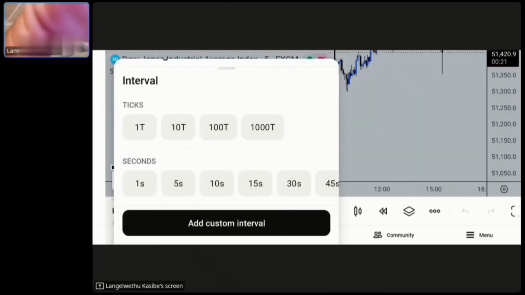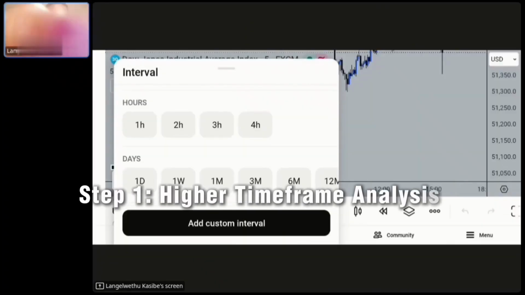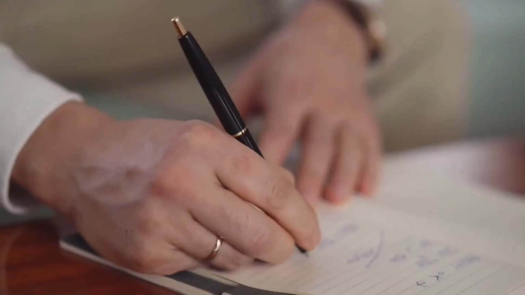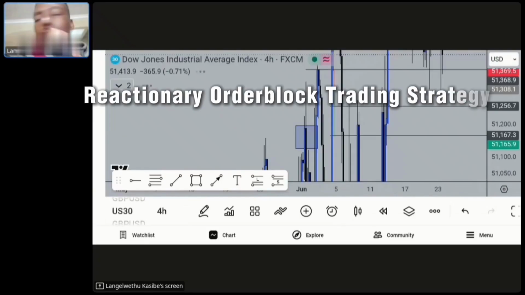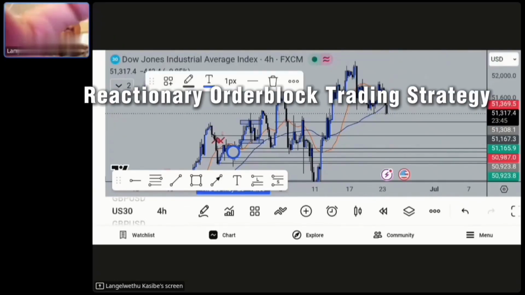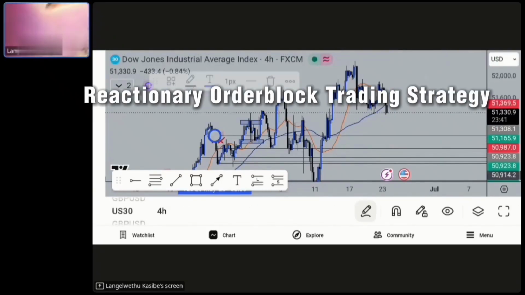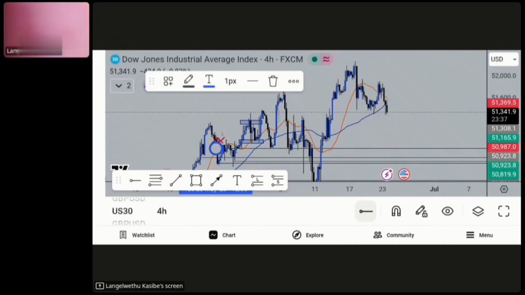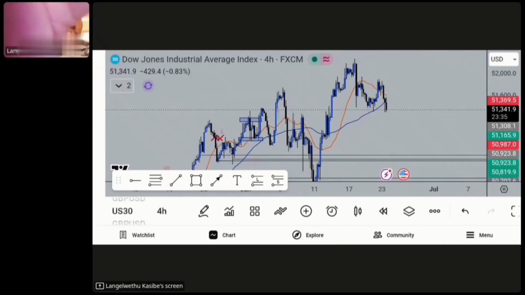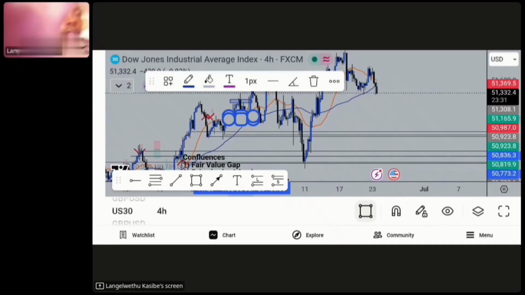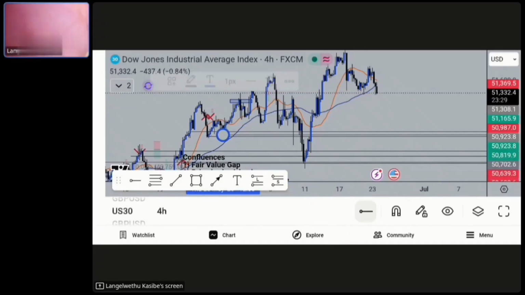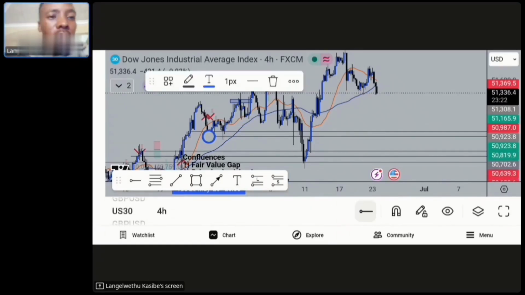Okay. So first we have to look at the 4-hour time frame. But before we look at the 4-hour time frame, guys, I'll just tell you about my trading strategy. I'm just trying to remove these things here, just trying to remove this trend line, guys.